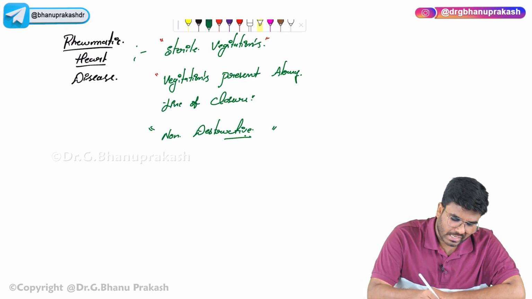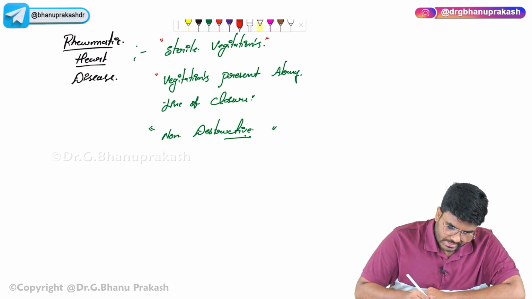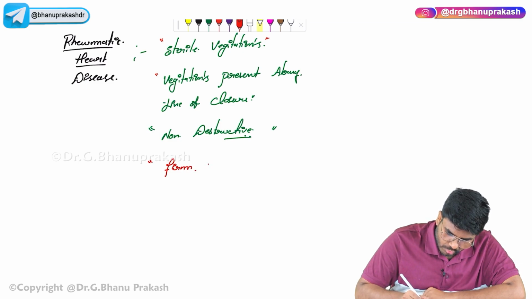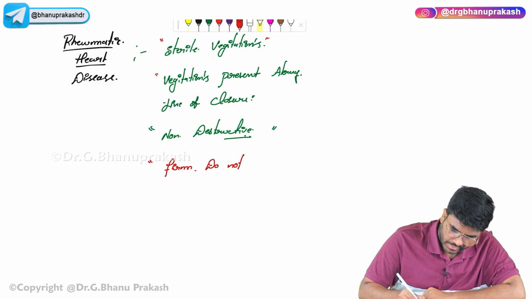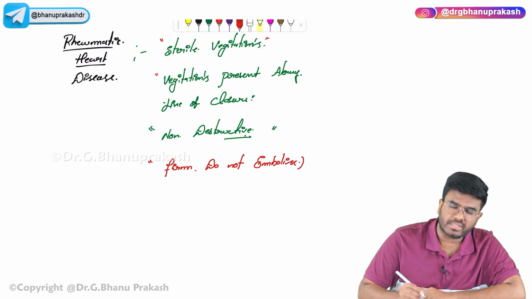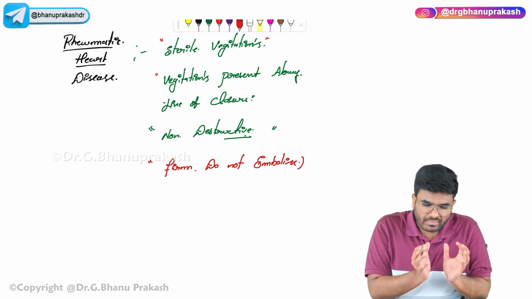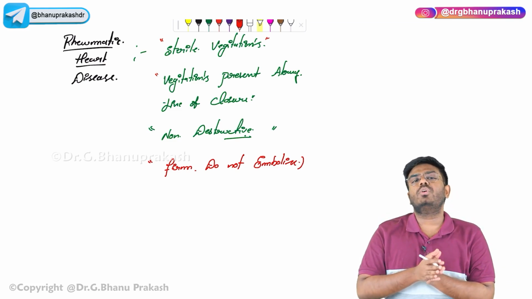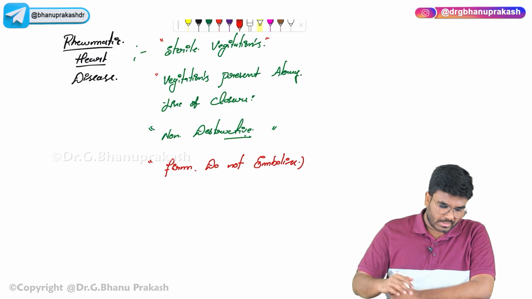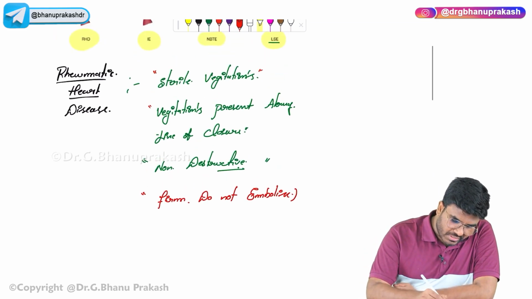And what is the chance of embolization? These vegetations are firm. Usually they do not undergo embolization, which means they do not dislodge from there and do not cause embolization. Why? Because they are firm. So there is no risk of arterial embolization. These are some important points about the vegetations in rheumatic fever.